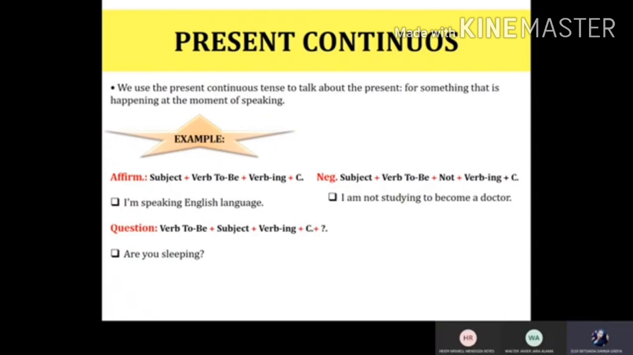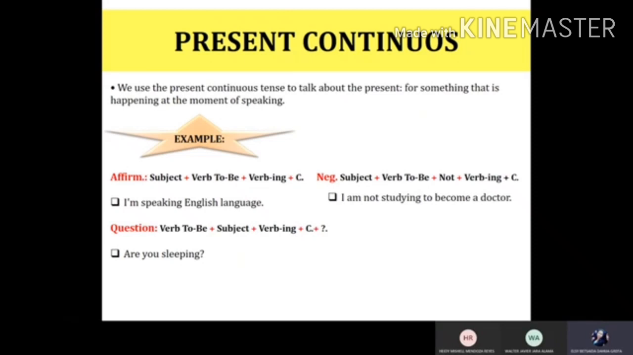Present continuous. We use the present continuous to talk about the present, for something that is happening at the moment of speaking. For example, in affirmative form: subject plus verb to be plus verb ing plus complement. In negative form: subject plus verb to be plus not plus verb ing plus complement. For example, I am not studying to become a doctor.